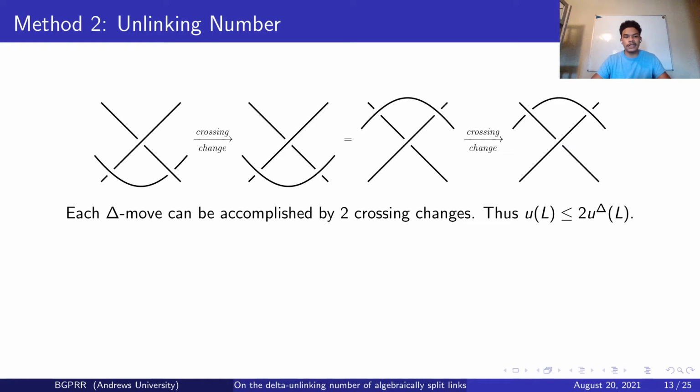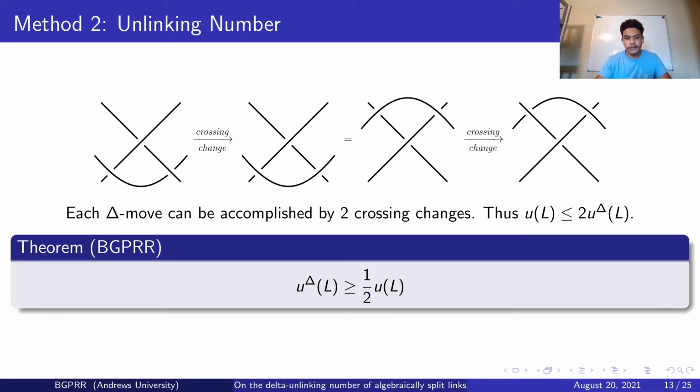Thus, we move on to the next method, the canonical unlinking number. The idea is we can represent each delta move by simply doing 2 crossing changes. This yields the inequality that the canonical unlinking number is less than or equal to 2 times the delta unlinking number. By dividing by 2 on both sides, we get the theorem that the delta unlinking number of a link is bounded below by half of the canonical unlinking number of that same link.